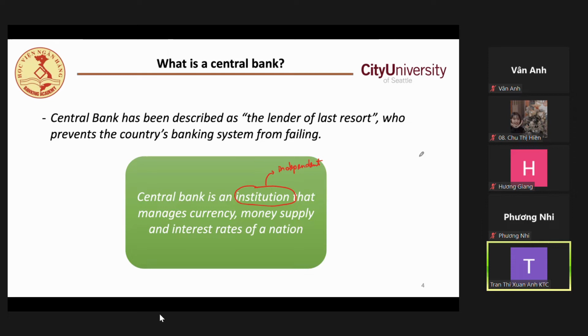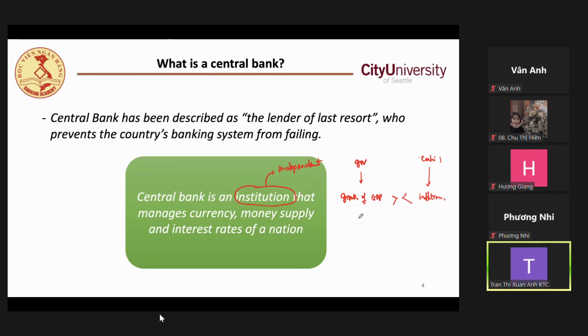Because the objective of the government is the growth of GDP. But later you will know that the objective of the central bank is to control inflation rates. It means keeping the value of domestic currencies, or maintaining the value of the currencies. But you know that the two objectives here are in conflict.